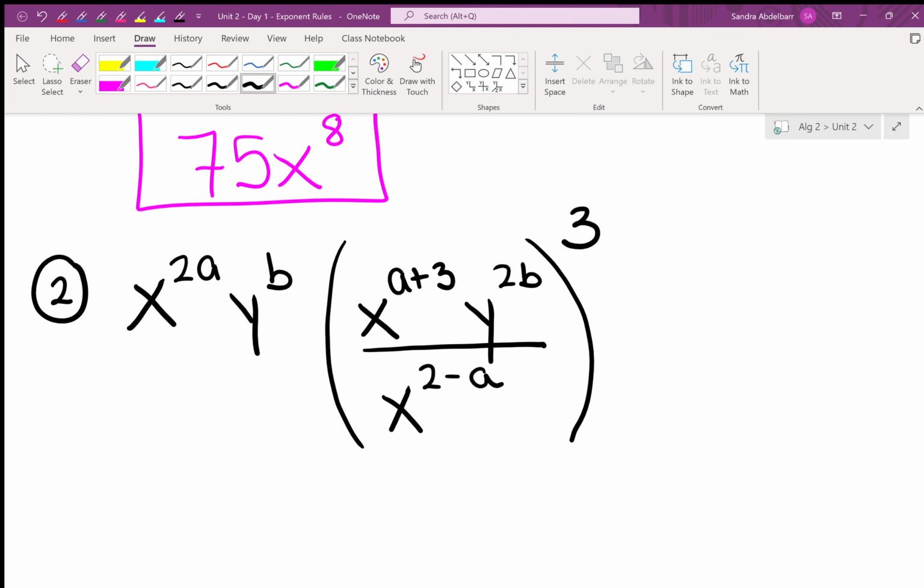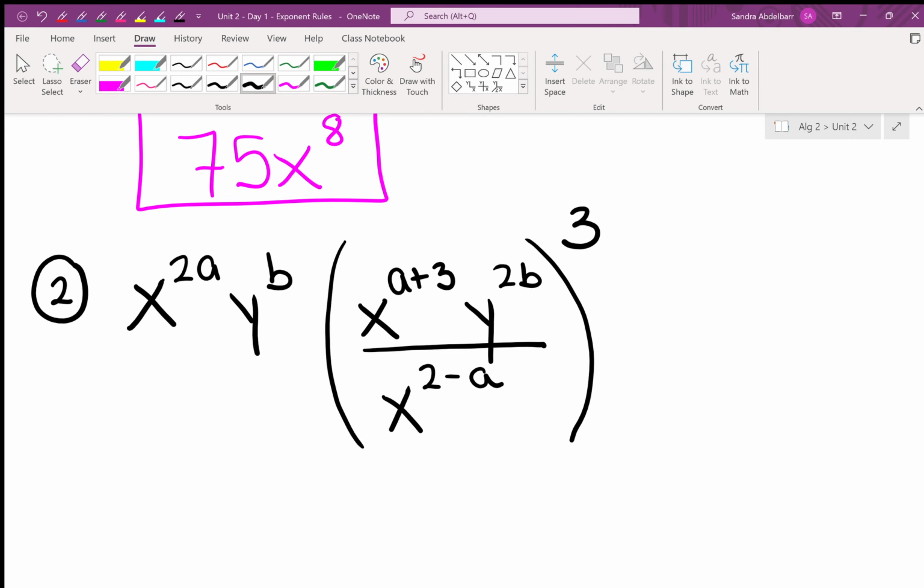All right, in this problem, you have an option. You can either simplify what's in the parentheses, meaning the division part, or you can take care of the exponent first and then simplify. It doesn't matter which one you do. So you tell me, what do you want to do? Do you want to distribute in that exponent first, or do you want to simplify what's inside the parentheses?